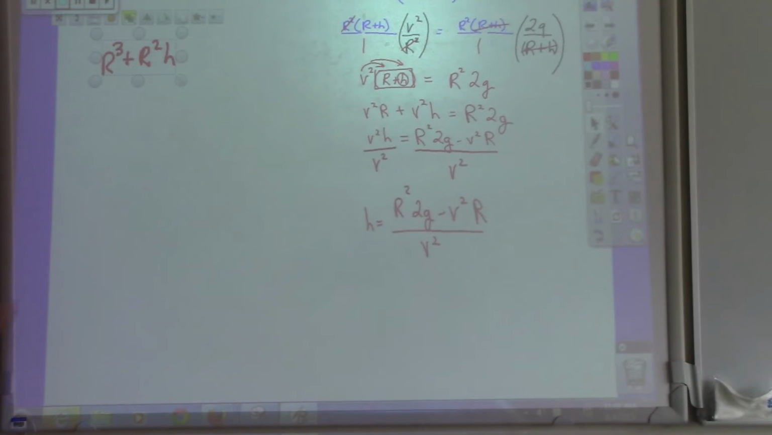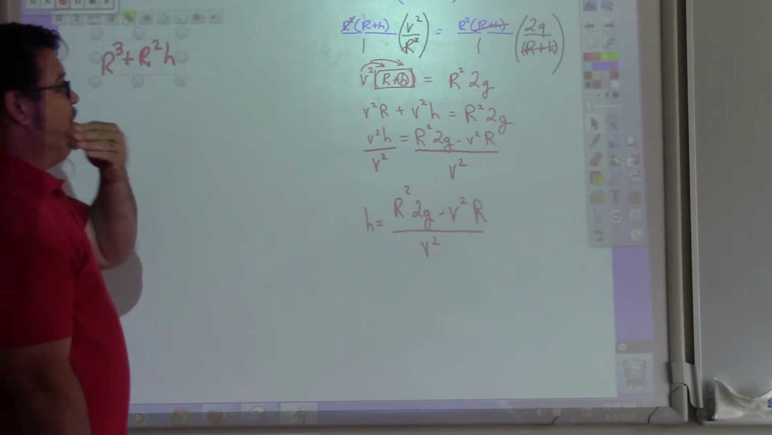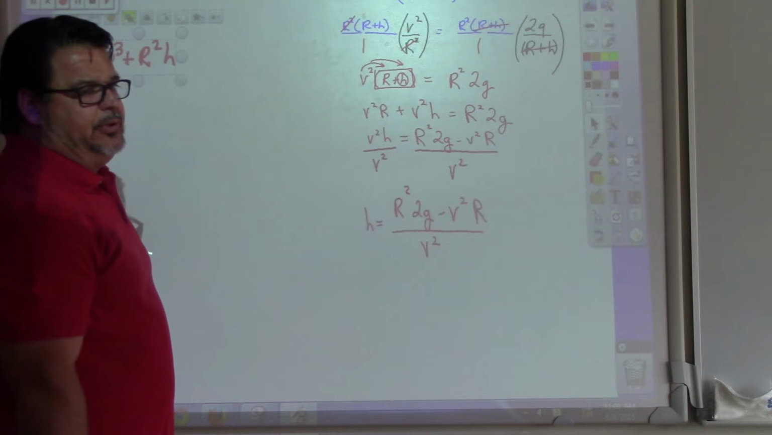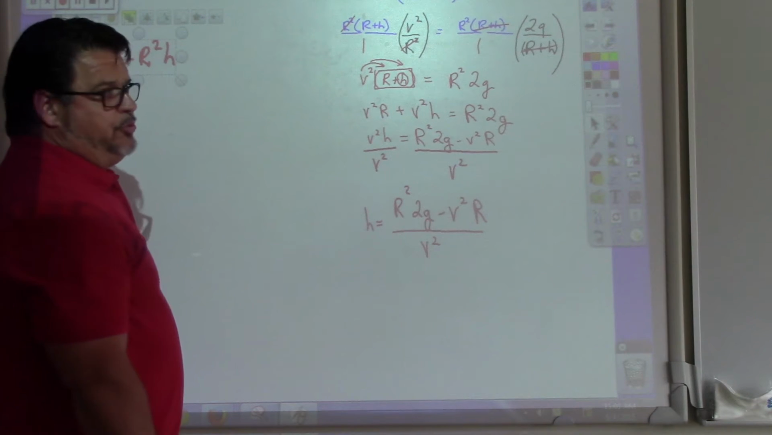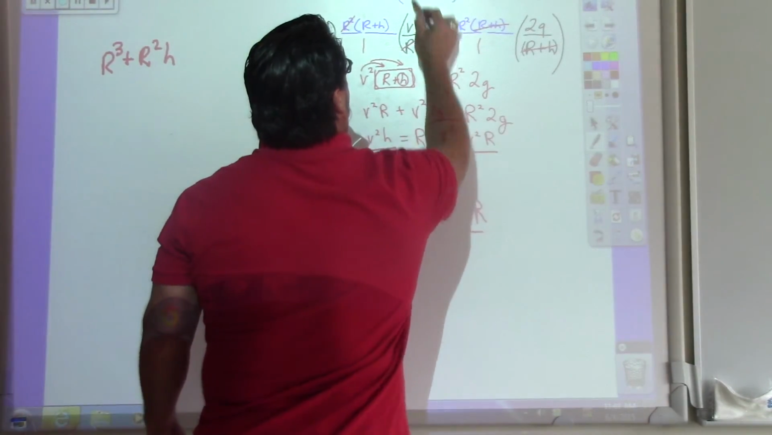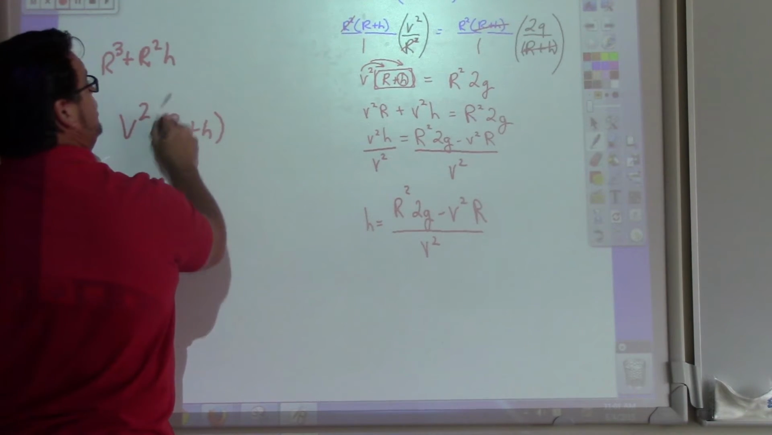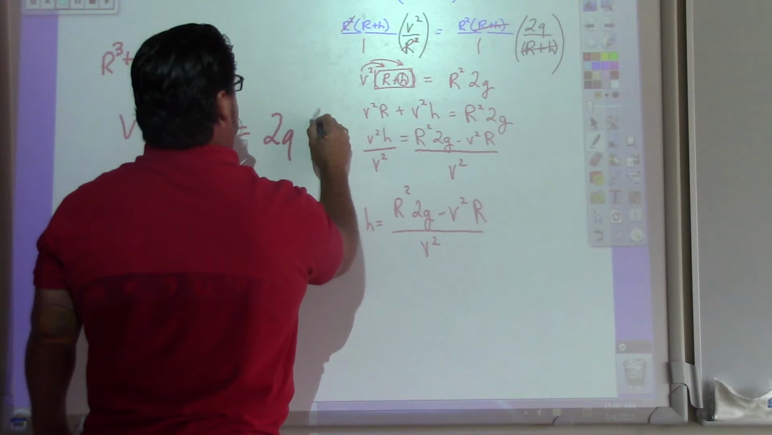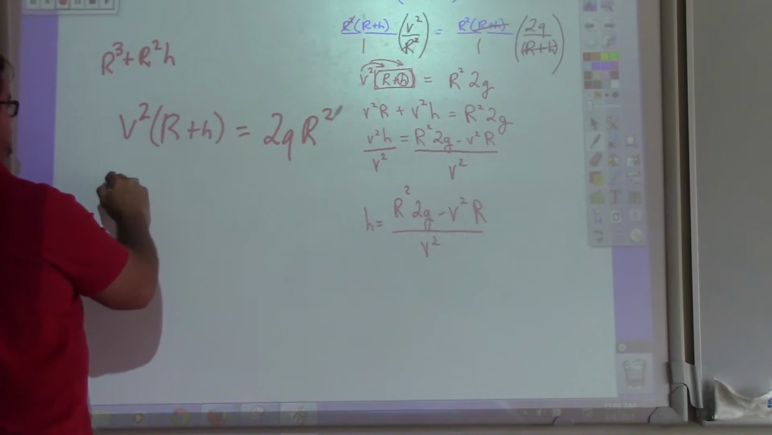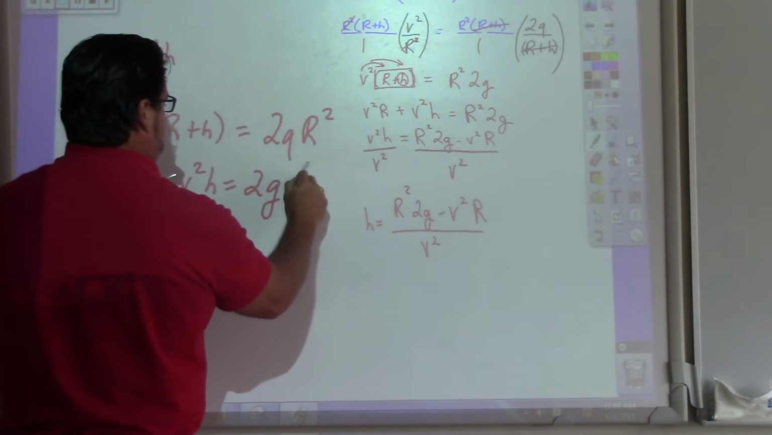All right, so this one is the common denominator if you distribute, and that's the only thing I can see that you're doing. It doesn't look like that either. No, wait a minute. They're cross multiplying. That's what they're doing. I don't like to cross multiply, but this is what they're doing. They're saying V squared times R plus H is equal to 2G R squared, and then distribute here. V squared R plus V squared H is equal to 2G R squared.